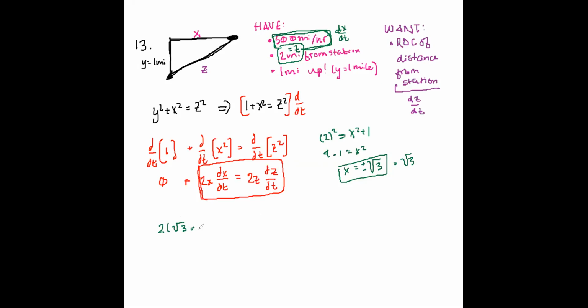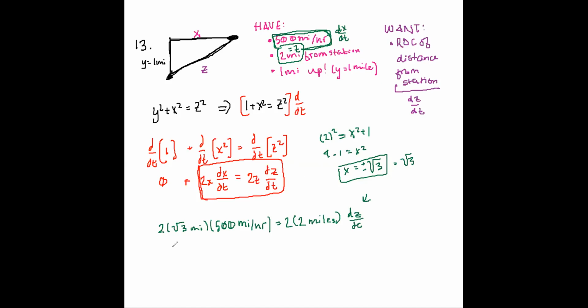Miles. And then dx dt is 500 miles per hour. And that's equal to 2 times z, which is going to be 2 miles, dz dt, which is what we want to solve for.